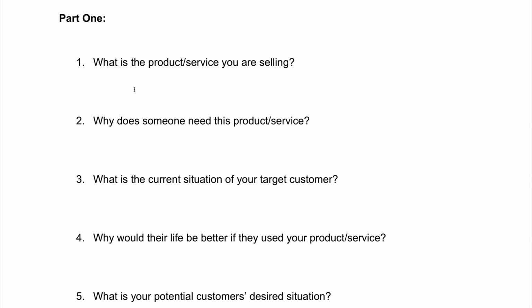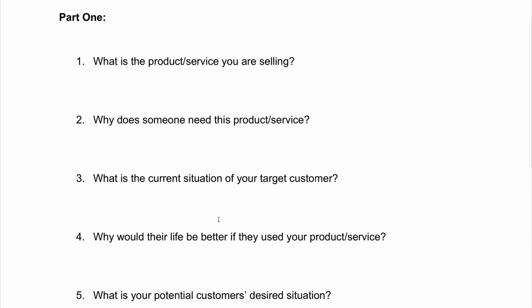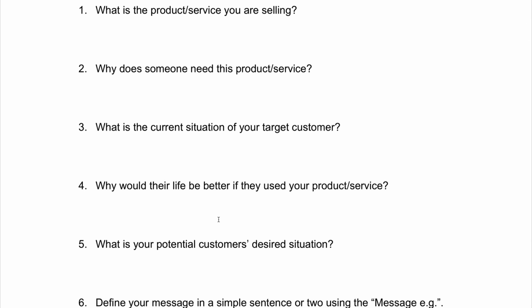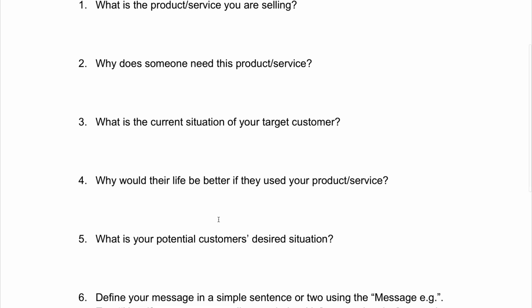And then, what is the current situation of our target customer? Our target customer is business owners and individuals who are starting a business or have a business and are already profitable or wanting to become profitable. They're really just wanting to scale up and get more results than they have now. And why would their life be better if they used your product or service? If they get a lot more results with their business, they're going to be able to get financial freedom in their personal lives, and they're going to be able to help their family more.